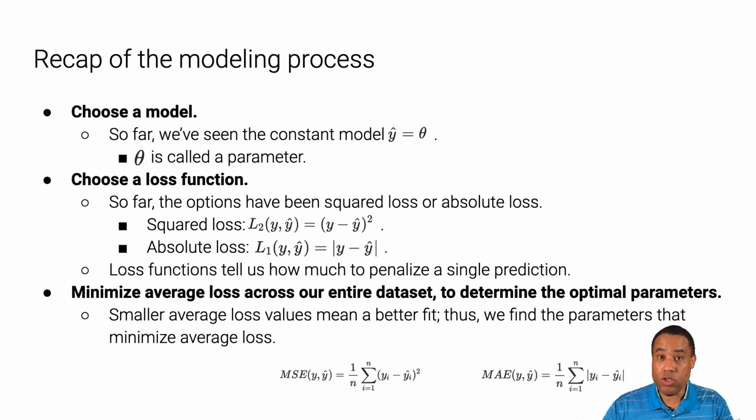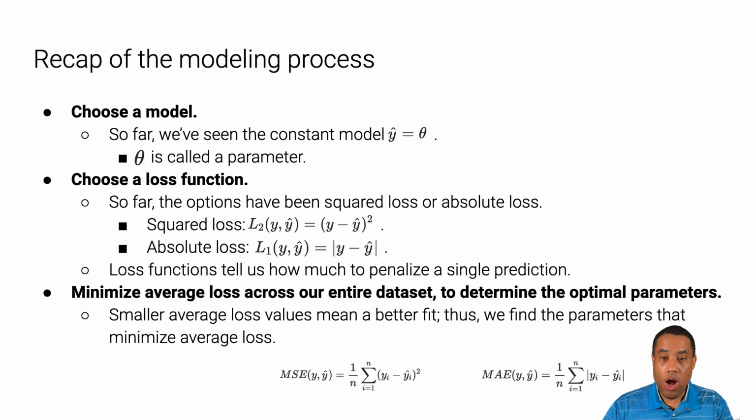Now the loss functions will tell us how good or bad a single prediction was for one observation in our data set. Now if the predicted value y hat is close to the true value, then our loss will be low. Otherwise, if y hat is far from our true value, then the loss function will yield a high result.